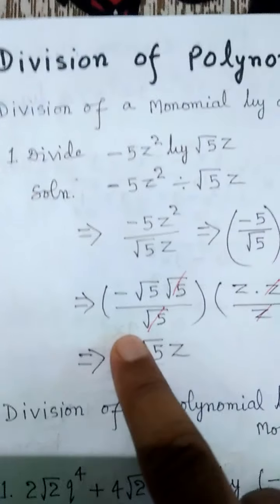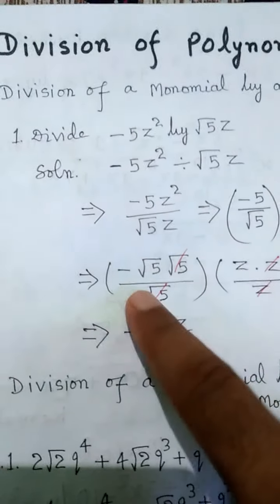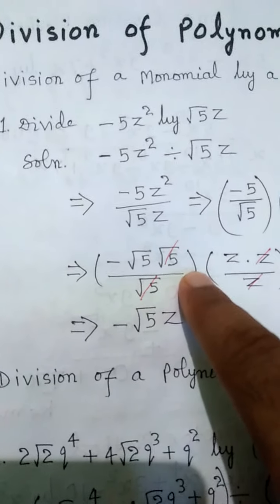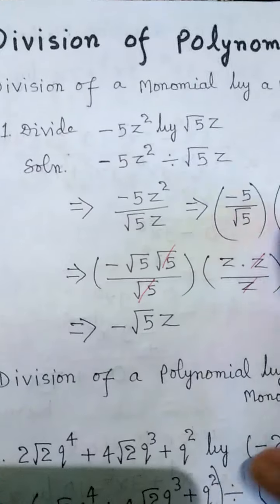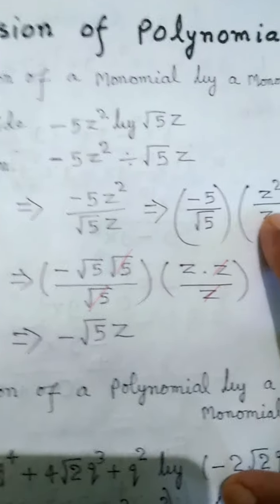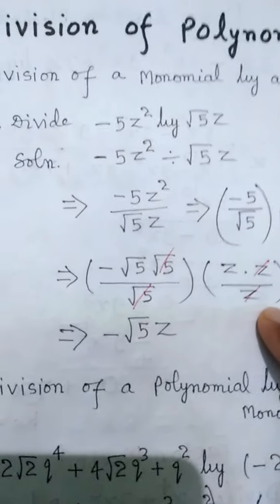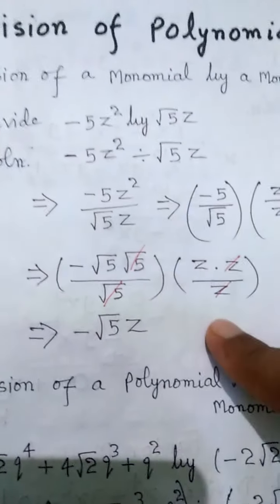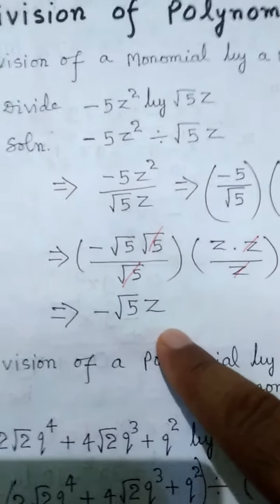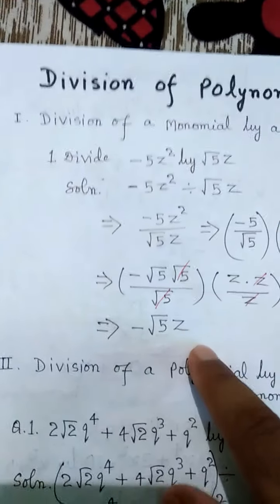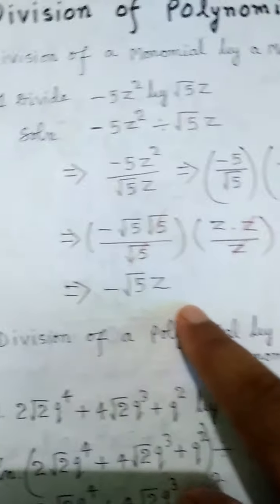Implies that we can write minus 5 as minus root 5 into root 5. Root 5 by root 5 is already here, and this z square can be split as z into z by z. Common terms will be cancelled, and then finally we get minus root 5z. This is division of a monomial by a monomial.